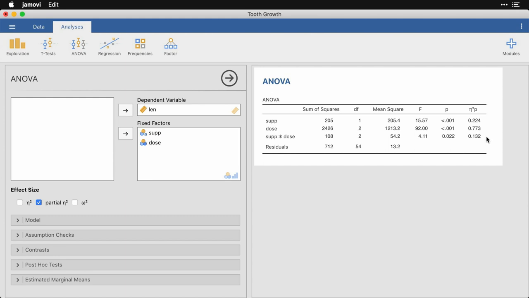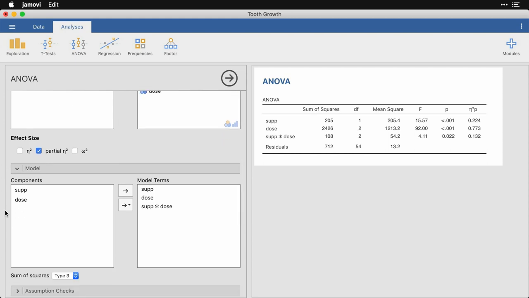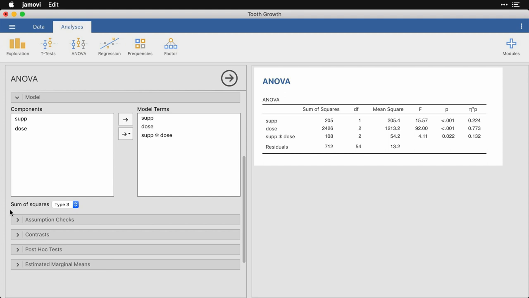But I do want to show you some of the options that jamovi gives you very quickly. One is if you want to specifically control the model and, for instance, the kinds of interactions, then you can set those here. Now, we only have two factors and one possible interaction, so this is limited. But if we had, say, four factors, then there would be a lot of possible interactions, and you could choose which ones you wanted directly, as well as the type of sum of squares that you're going to calculate.